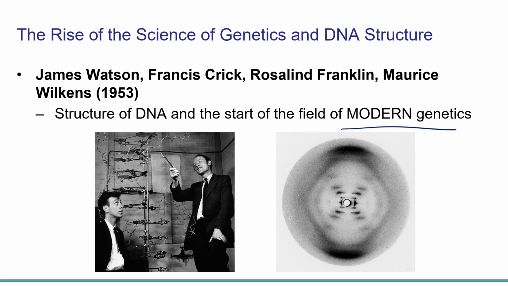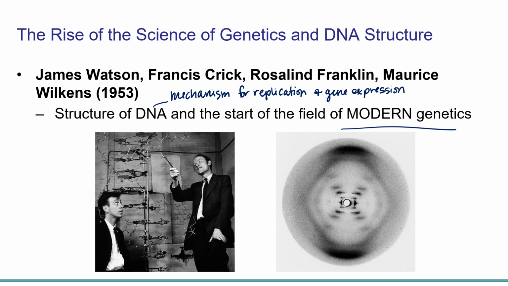In 1953, James Watson and Francis Crick published a paper showing the structure of DNA. This was supported by work by Rosalind Franklin and Maurice Wilkins, a little bit shady to be perfectly honest, but we'll talk about that a little bit later. And once we get the structure for DNA, we get a proposed mechanism for replication and gene expression.